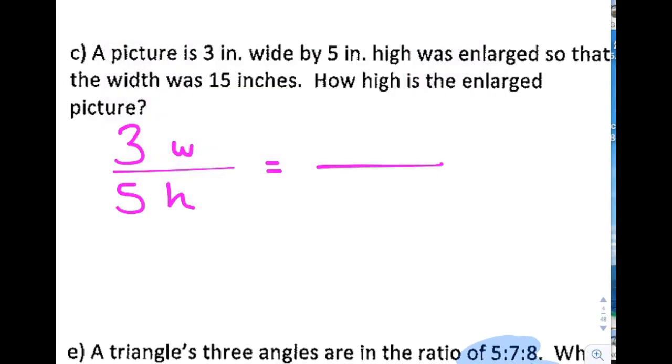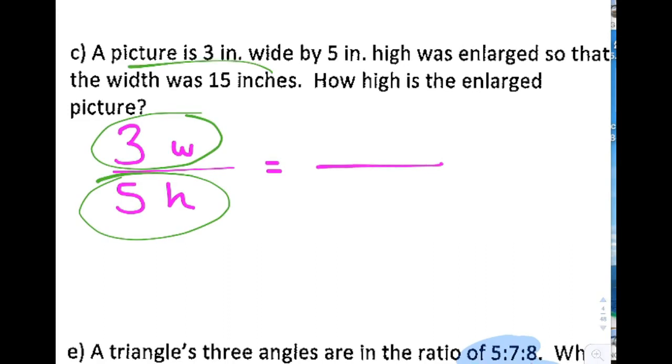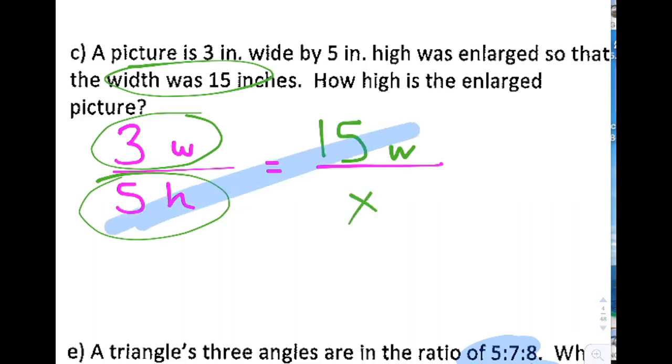Here a picture is 3 inches wide by 5 inches high. So I just did 3 wide over 5 high. Then it was enlarged, dilated in other words, so that the width was 15. Well, if width was in the numerator here, then width has to be in the numerator here. The only remaining place is your x. You will cross multiply and solve.